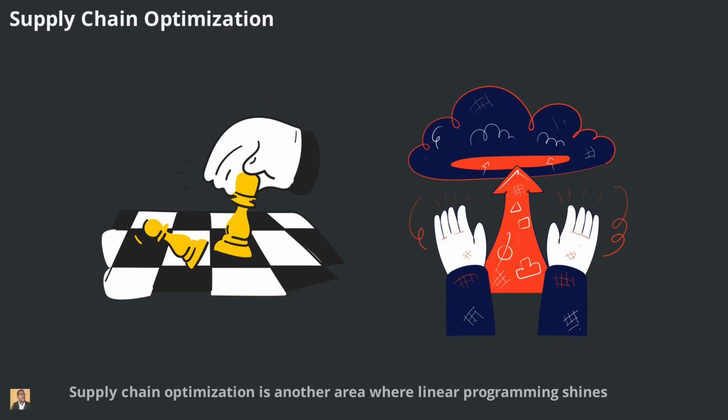Supply chain optimization is another area where linear programming shines. Companies use it to minimize costs and maximize efficiency in logistics, transportation, and inventory management. The Simplex method is particularly useful for large-scale supply chain problems, helping businesses make informed decisions and improve operations.